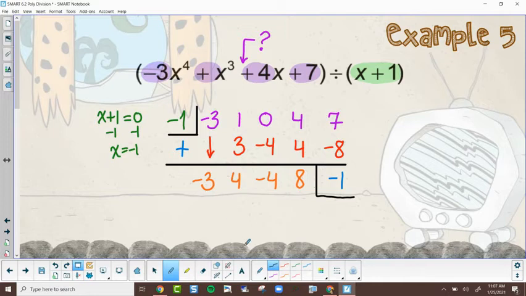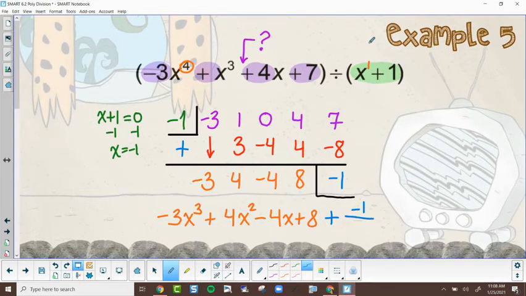Okay, this one's a little different because it looks like I have an x to the 4th and I'm dividing it by x to the 1st. So I'm going to have negative 3x cubed, positive 4x squared. See how those placeholders were helpful? So I'm going to add that the remainder is negative 1 all over, again, what are you dividing by? x plus 1. Final answer is that quotient down below. Don't forget to add the remainder with it.